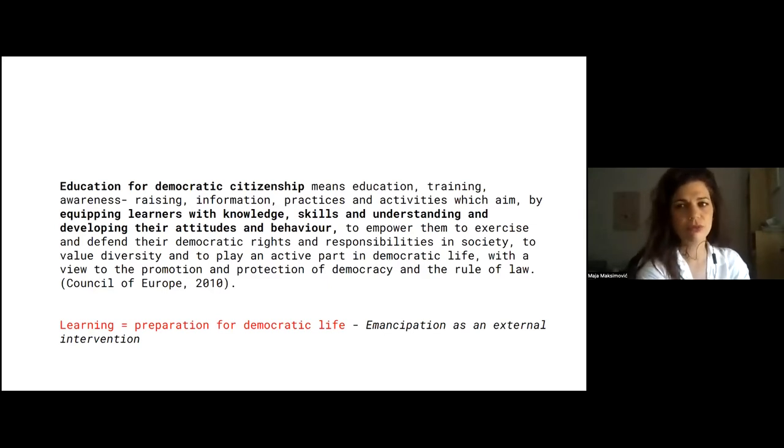And the regular definition by the Council of Europe of education for democratic citizenship means education, training, awareness raising, information practices and activities which aim, by equipping learners with knowledge, skills and understanding and developing their attitudes and behavior, to empower them to exercise and defend their democratic rights and responsibilities in society, to value diversity and to play an active part in democratic life, with a view to the promotion and protection of democracy and rule of law. This is the definition from the Council of Europe from 2010.